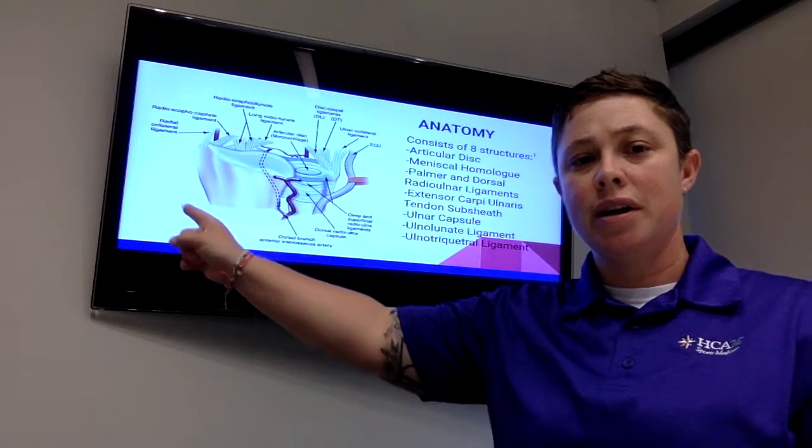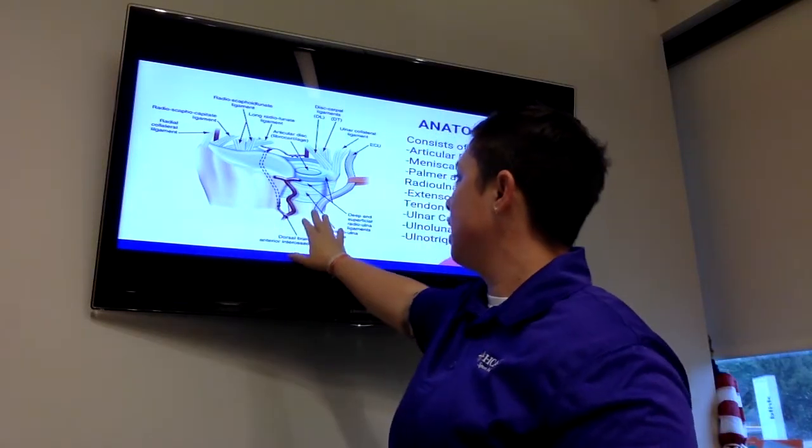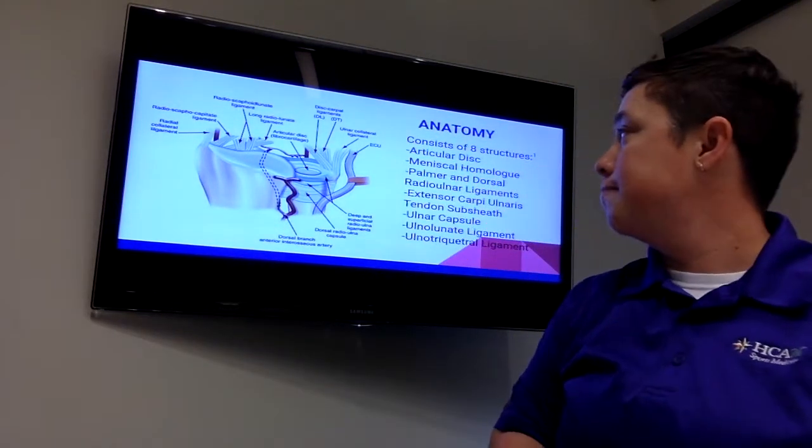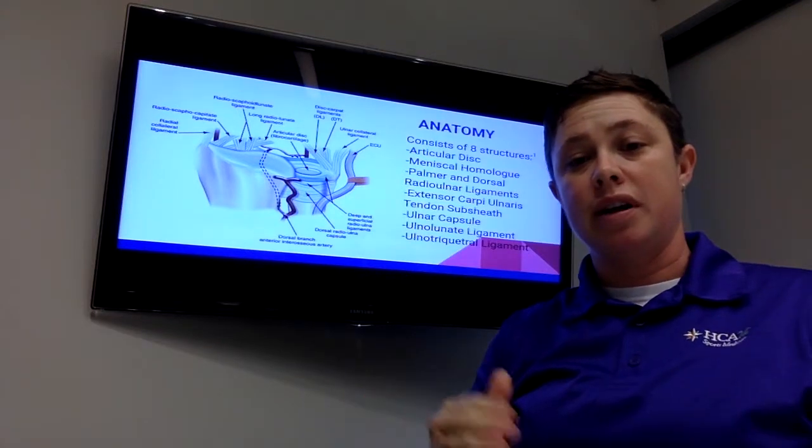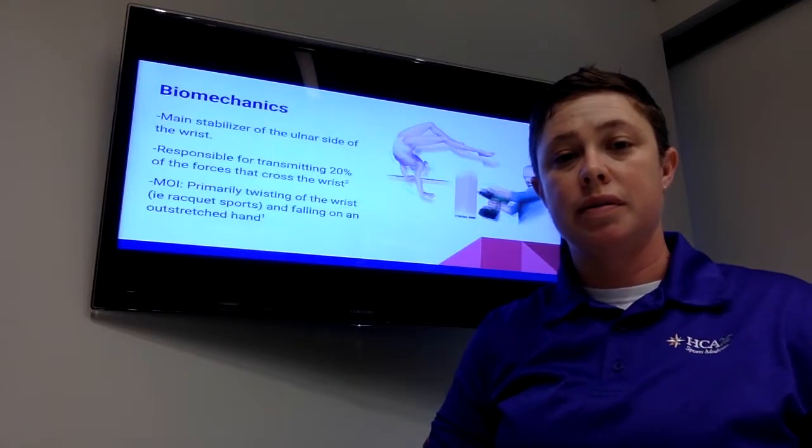As you can see here, we have the radius and the ulna, and the complex is on the ulnar side of the wrist.